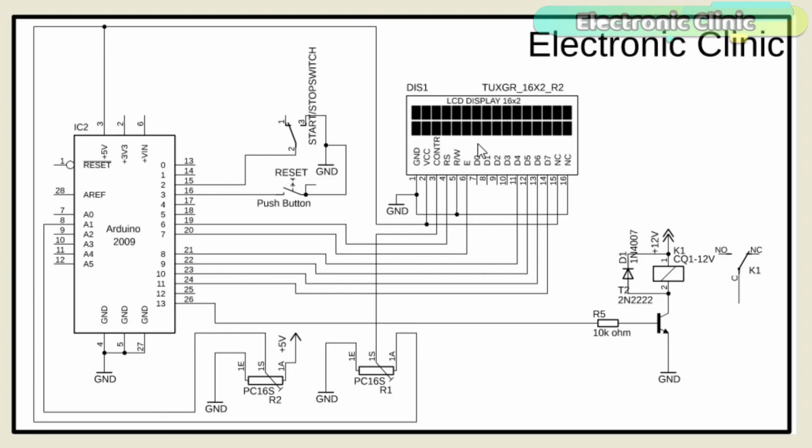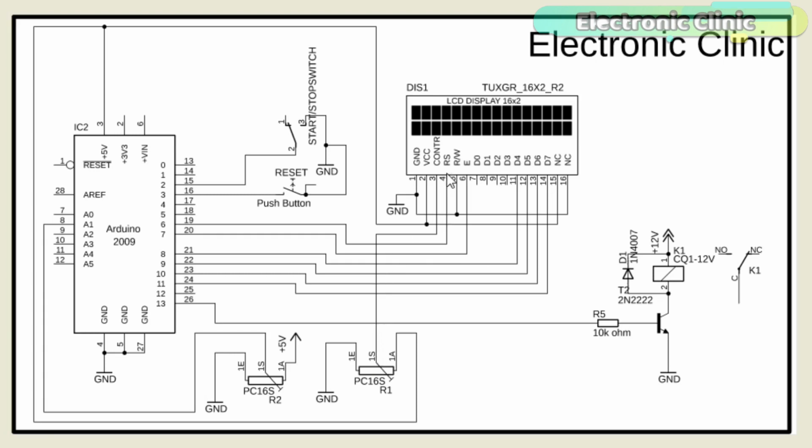This is a 16x2 LCD and will be used to display the preset time, elapsed time and load status. Pin number 1, 5 and 16 are connected with the ground. Pin number 2 and 15 are connected with 5 volts. Pin number 3 is connected with the middle pin of the variable resistor. This variable resistor will be used for the LCD contrast adjustment.